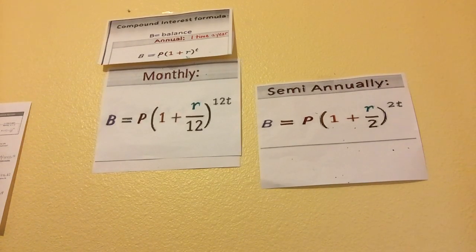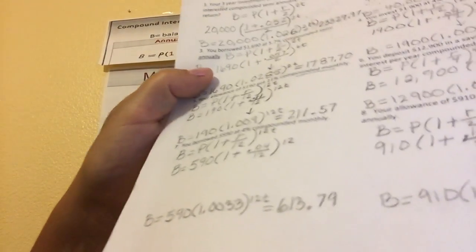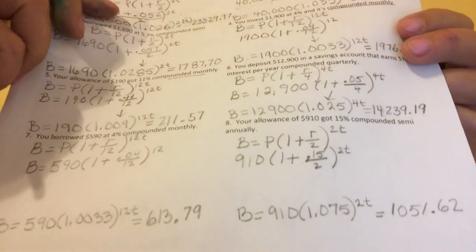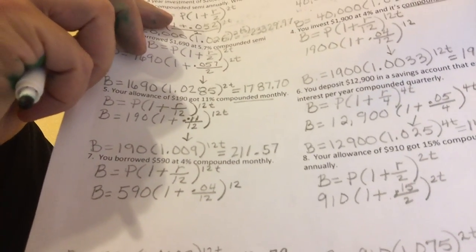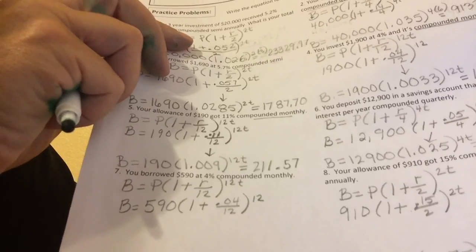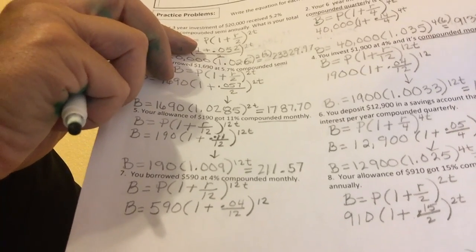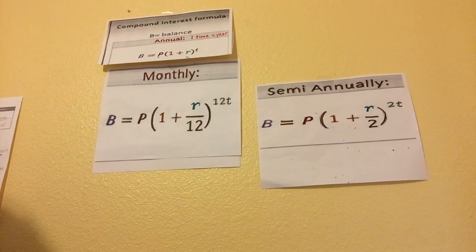Let's look at number 8. Okay, so number 8 here. Let's see if you can see that. Number 8. Number 8. Let's see if I can see it. Your deposit of $12,900 in a savings account that earns 5% interest per year, compounded quarterly. Okay.